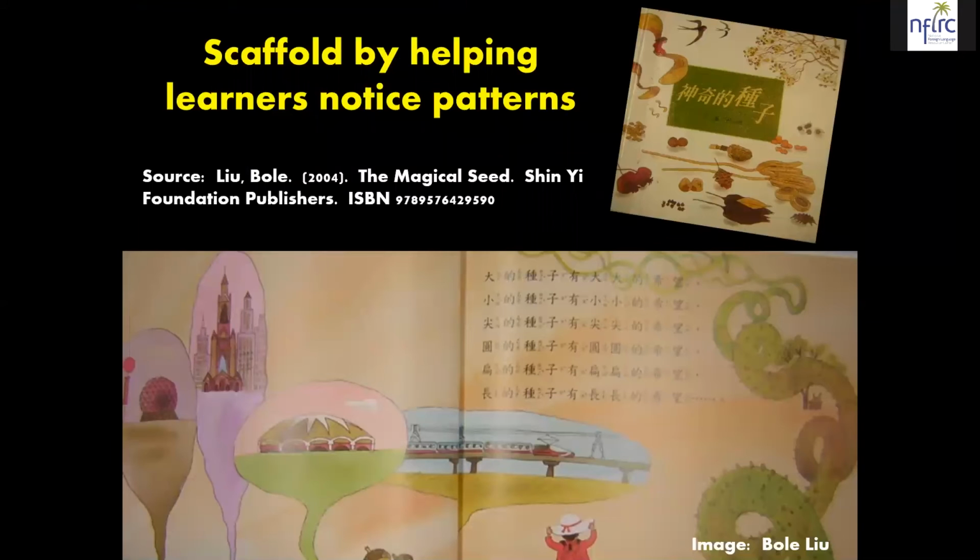I can help scaffold by helping my learners to notice patterns in the text. So this particular Chinese text, you'll notice that the way the words or the characters are laid out makes it possible for me to start to see which characters are the same and how the sentence structure is basically repeating and then inserting a few new characters. So for those of you who don't speak Chinese, this text talks about how long seeds have long, long wishes and round seeds have round, round wishes, and so on and so forth.